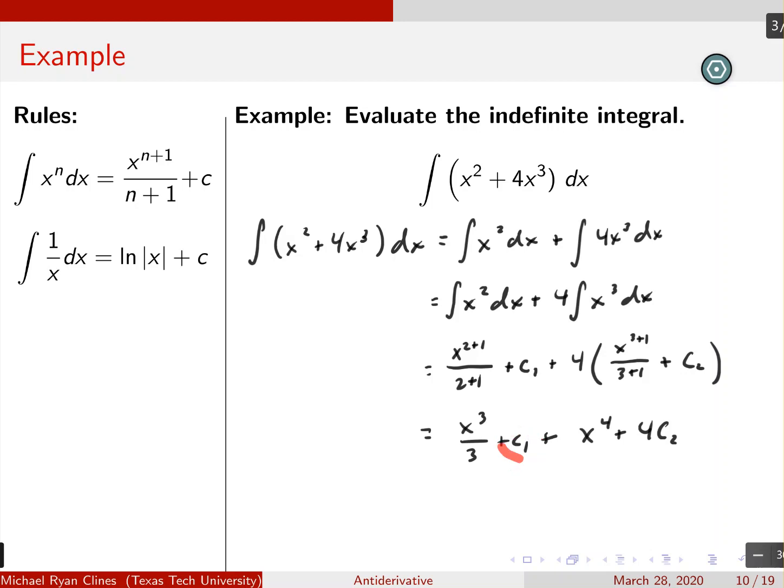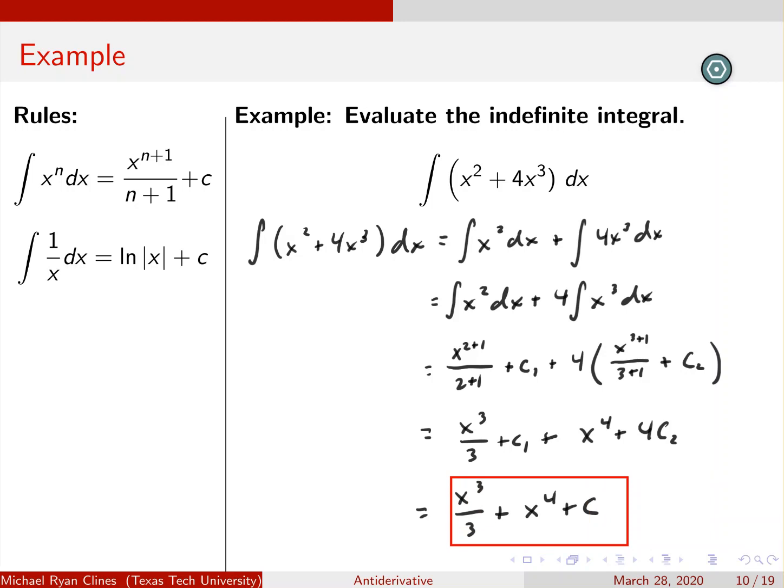Now here's where things are going to be a little strange, because this is a constant, and this is a constant. Then we have a constant plus 4 times a constant. What's a constant plus a constant? It's another constant. So I don't really care what it is. I'm just going to call that c. I'm going to group c1 and 4c2 into one constant, and we're going to call it c. So we get x cubed over 3 plus x to the 4th plus c. This is our answer. This is the antiderivative to this guy.